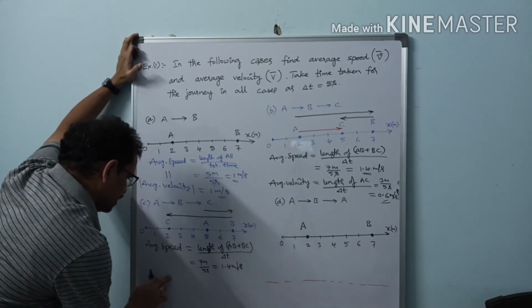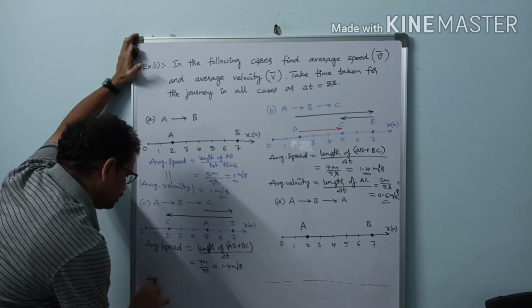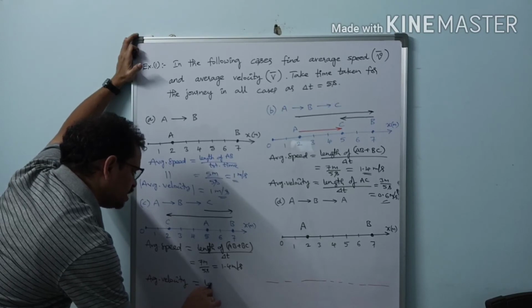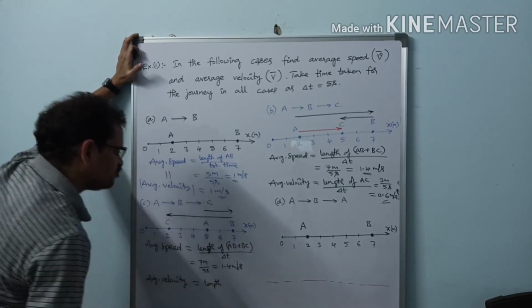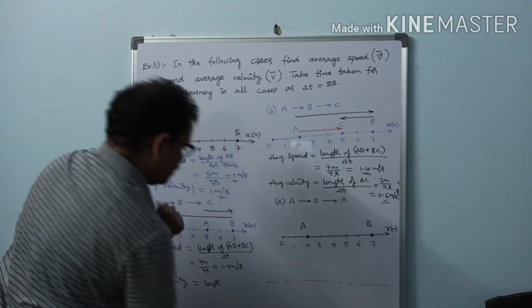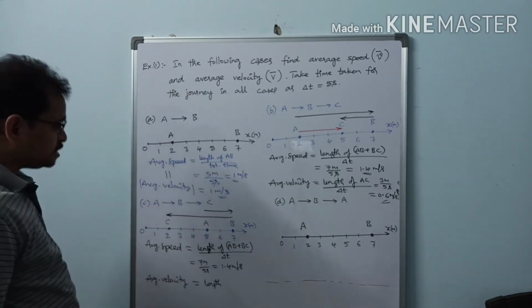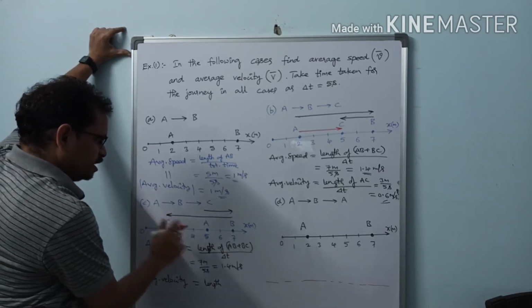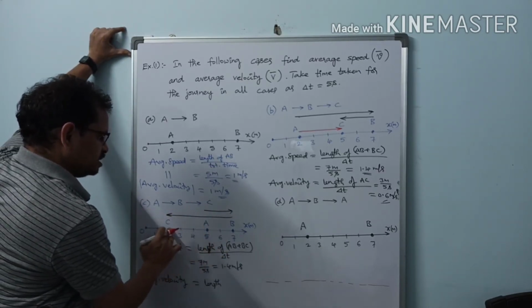Now what is average velocity? The average velocity is equal to displacement by time, total displacement by total time. So what is the displacement here? A to B and C. What is the initial point? The initial point is A. What is the final point? C.